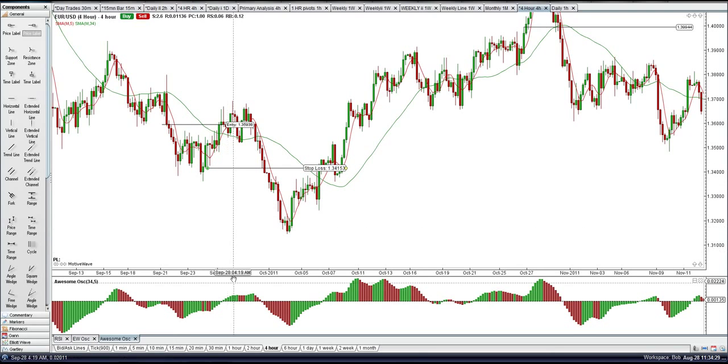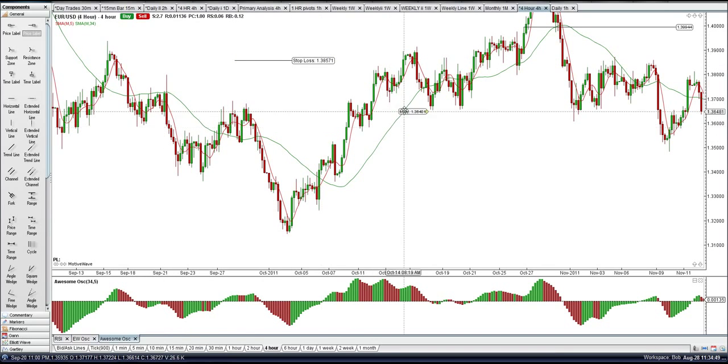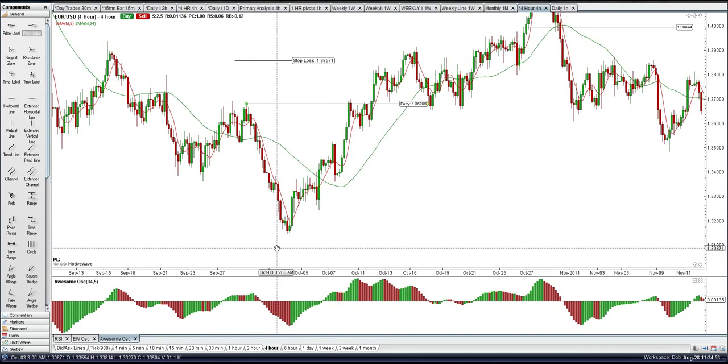Then you're green. Now you're above the zero line. You got some green, 3 red, another green on this bar. You get no entry there. Then we'll talk about this zero line cross later.